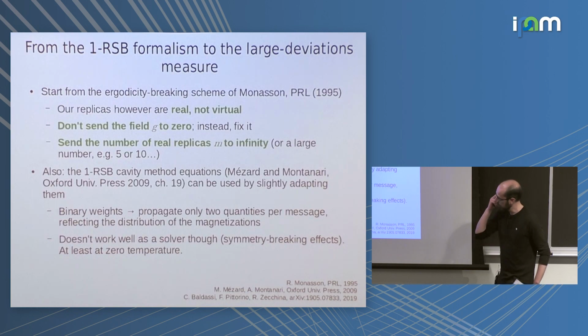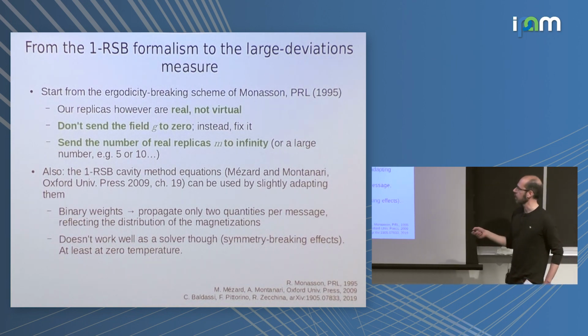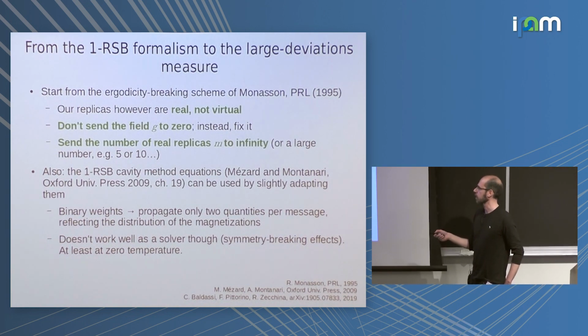And one other connection between the one replica symmetry breaking scheme and our own, the large deviation one, can be found by trying to write the cavity equations. For example, one takes the textbook definition of the one replica symmetry breaking cavity method equations, the general one, and by a slight adaptation, one recovers exactly our own, the robust ensemble description. And this can even be made efficient computationally.